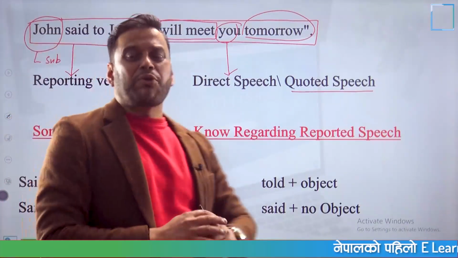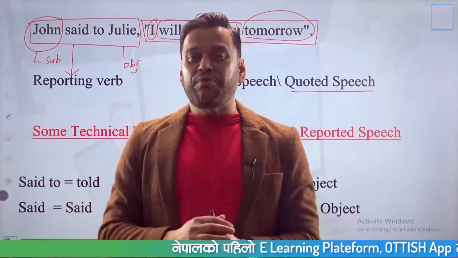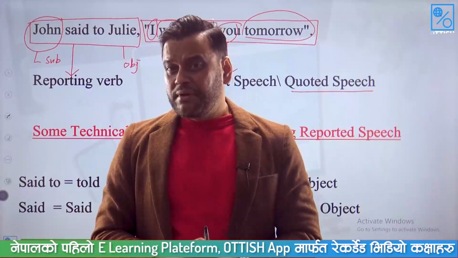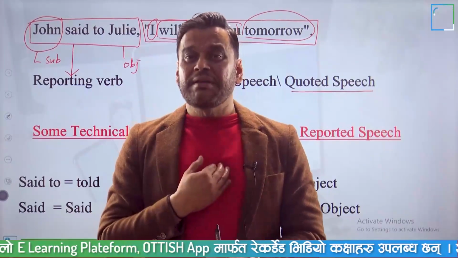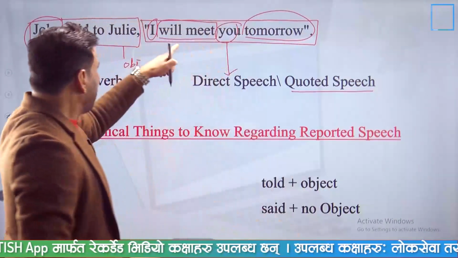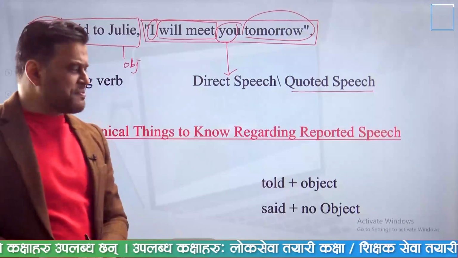Let me give you one more example. She said to me. Can you say which one is the subject? She is the subject of reporting verb, and me is the object of what? Reporting verb. Okay. And this part is called what? Quoted speech or direct speech.